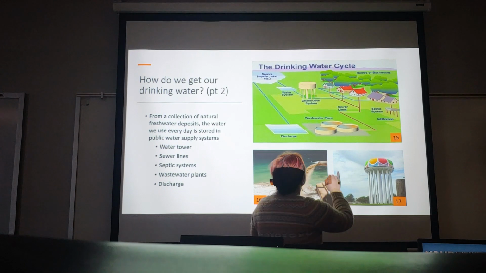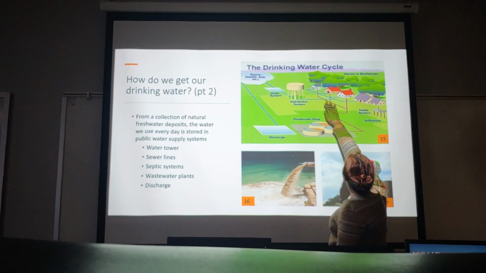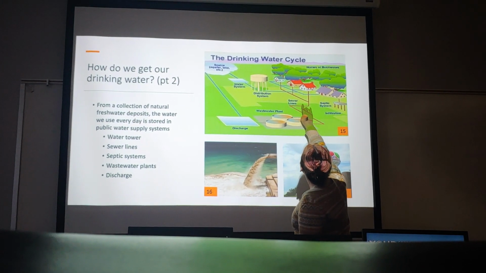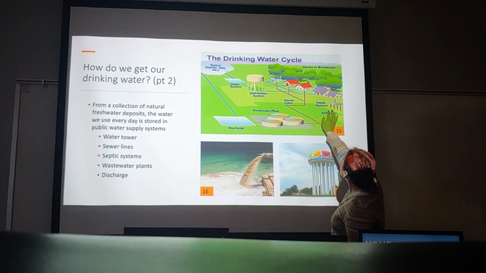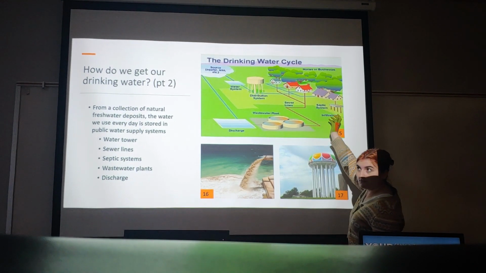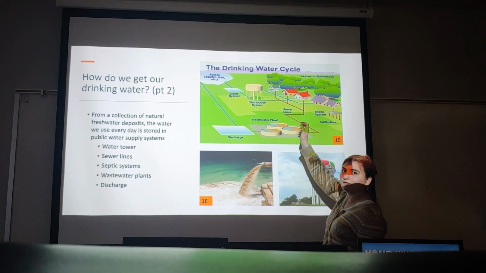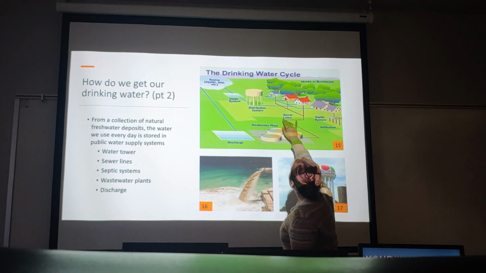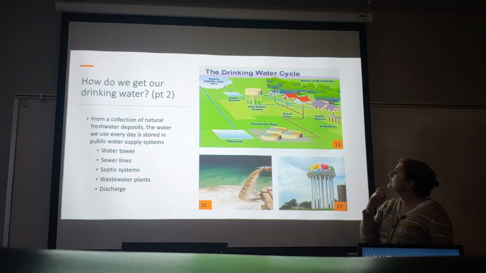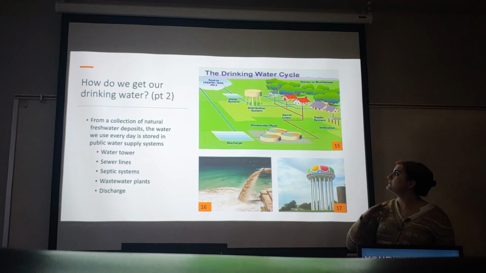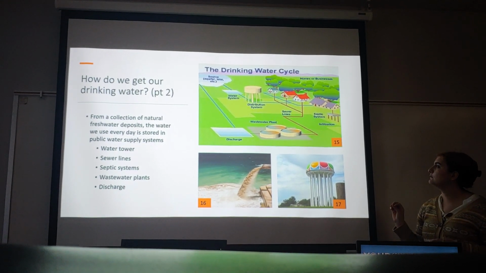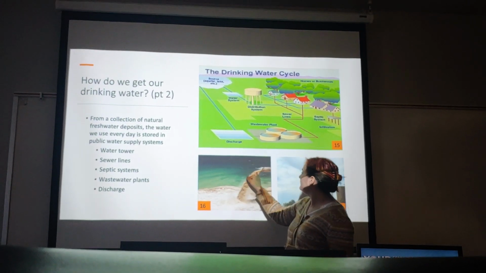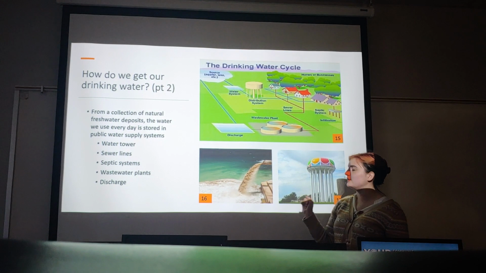Such like that. So obviously you can see from the water tower we go to our homes, and as we use that water it goes down to the sewer lines and the septic systems, which carry waste, biological waste, meaning feces and such. After that we go to wastewater plants, where a lot of that is filtered out from just biological matter and waste. And then finally it's discharged, and this picture shows that lovely discharge.